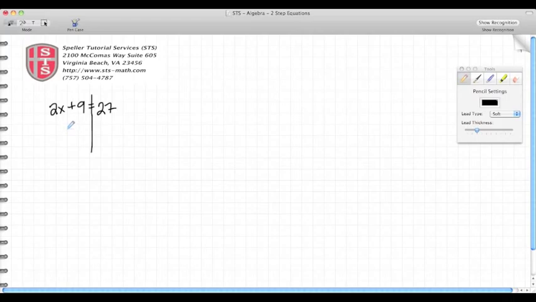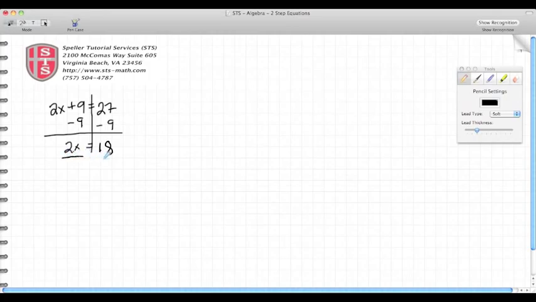So first, to get this 2x by itself, we need to subtract a value of 9 from both sides of the equation. In doing so, that leaves us with 2x on the left-hand side, and on the right-hand side, 27 minus 9 leaves us with 18. Our coefficient in front of our variable should always be positive and be the number 1. In this case, the coefficient is 2.